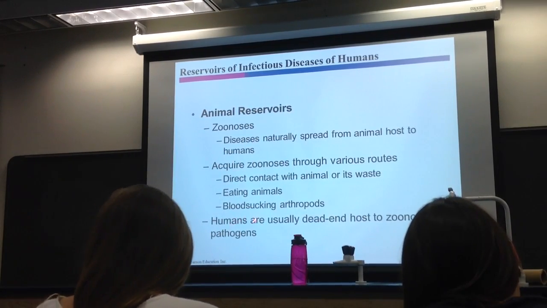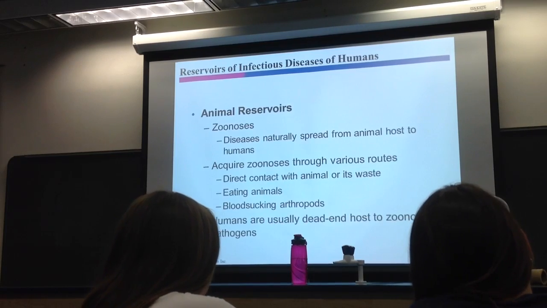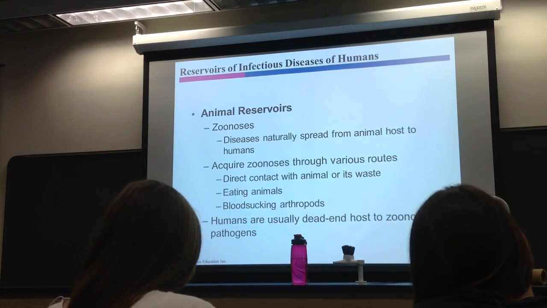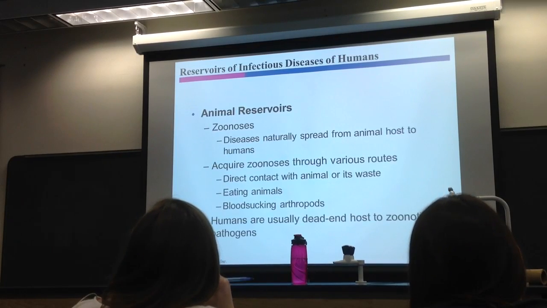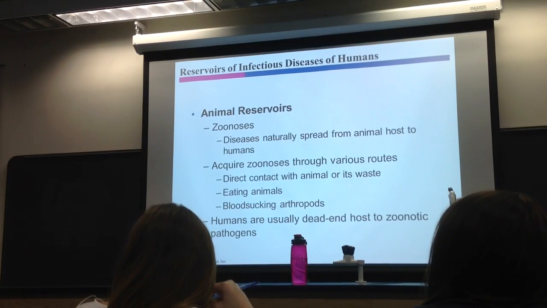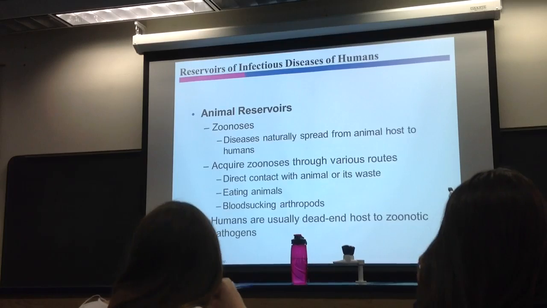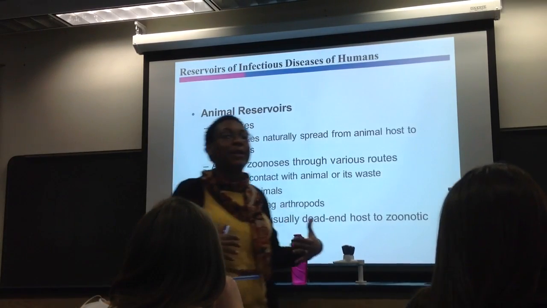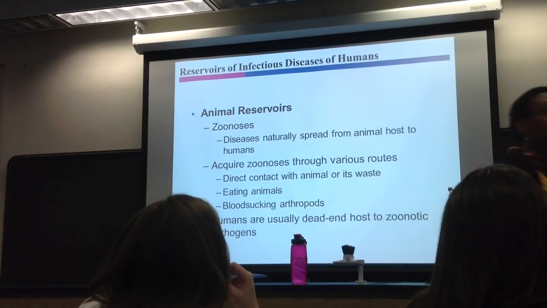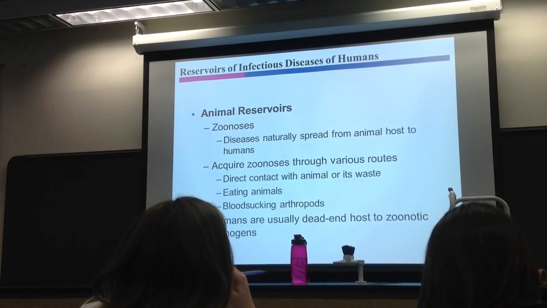Now, humans are usually the dead-end host for a zoonotic disease. In other words, if you get the pathogen from an animal, usually it stops with you. Normally, you don't give it back to the animal. Now, why is that? So why do most of these zoonotic diseases stop with the human? Why not give it back to the animal? How would you give it back to the animal? Recognition. They've already had it. Would you bite the animal? No.